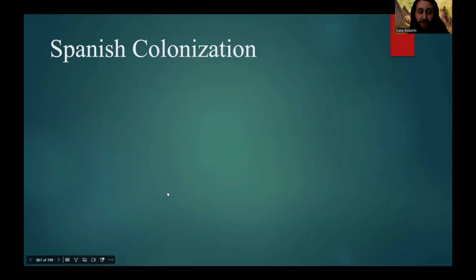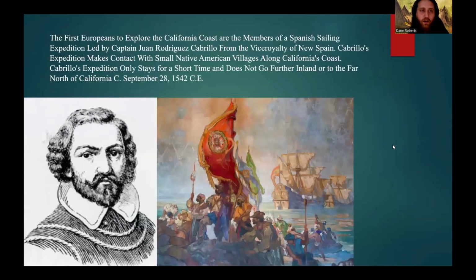Which now brings us to our next section, Spanish colonization. So the first Europeans to explore the California coast were members of a Spanish sailing expedition led by Captain Juan Rodriguez Cabrillo from the Viceroyalty of New Spain, which is now modern day Mexico. Cabrillo's expedition would make contact with small Native American villages along California's coast, and would only stay for a short period of time and did not go further inland or to the far north of California, with this encounter happening on September 28th, 1542 CE.